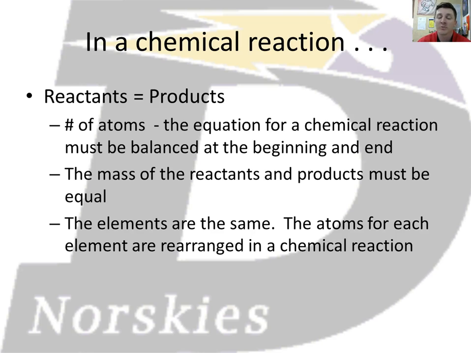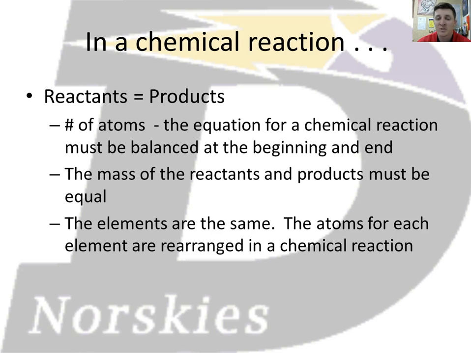So in a chemical reaction, one of the things we have to identify in order to understand the law of conservation of mass is we must know what a reactant is versus a product. Well, a reactant is basically what causes a chemical reaction, and a product is the result of a chemical reaction. And in both of these things, we're going to have to understand what the number of atoms are, the mass of the reactants, and then also the types of elements that are both in the reactants and products.